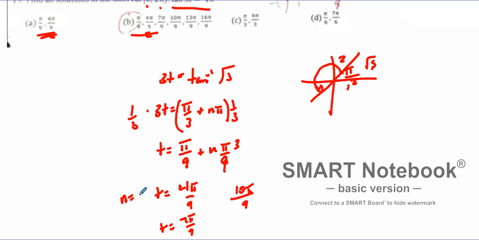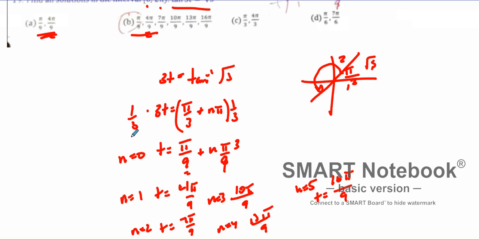When n equals 0, we just get pi over 9. That's when n equals 1. And n equals 2, we get 7 pi over 9. When n equals 3, we get that. When n equals 4, so 4 times 3 is 12, 13 pi over 9, all right. And then when n equals 5, 5 times 3 would be 15, 16 pi over 9, and we have that. And those are all of our possible answers.